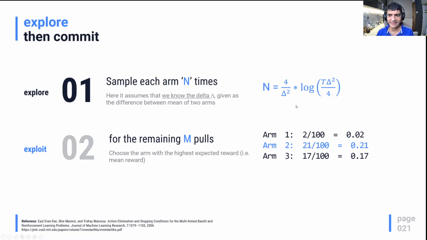Now, once we have done that m times, then we go into the exploitation mode, where again I'm going to pick the arm with the highest expected reward.